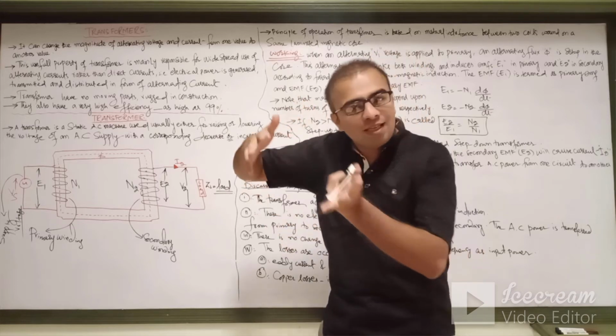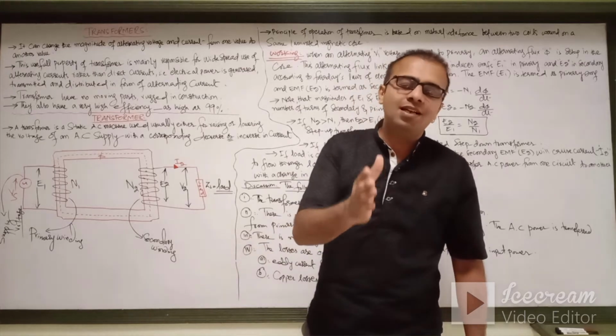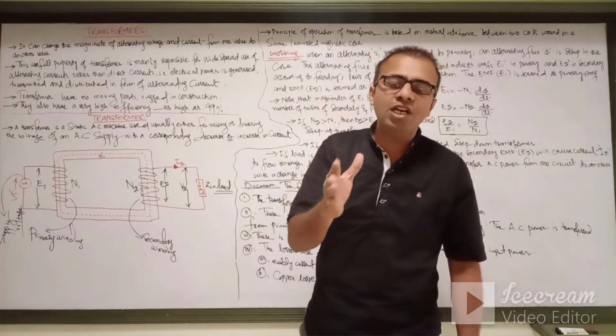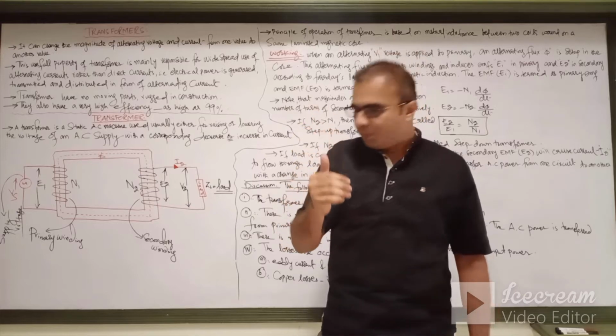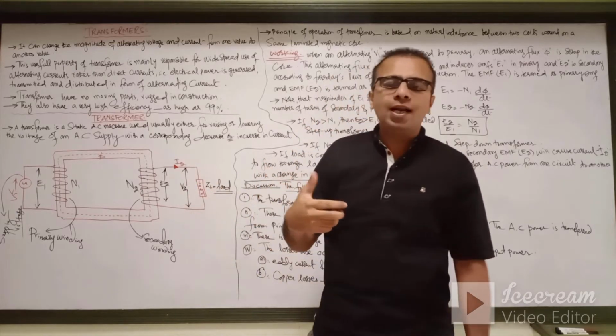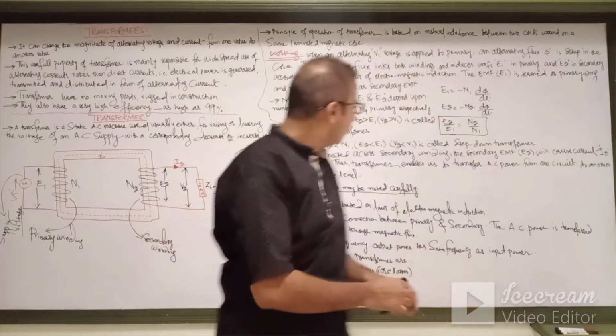EMF will be greater when you increase either the number of turns of the winding of the coil or the d phi over dt within the coil. That means d phi over dt, the rate of change of flux with respect to time. If you increase it, again more EMF will be induced in the coil.